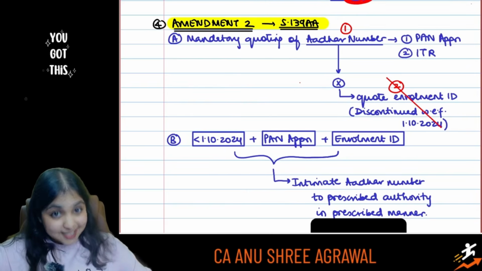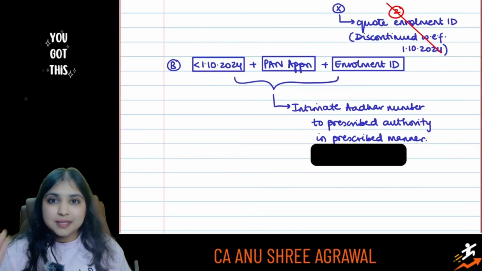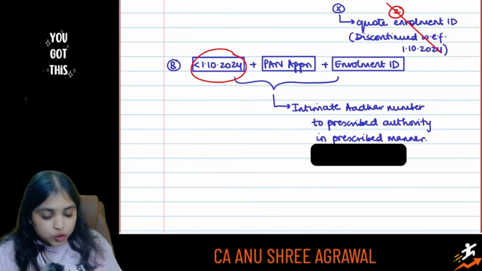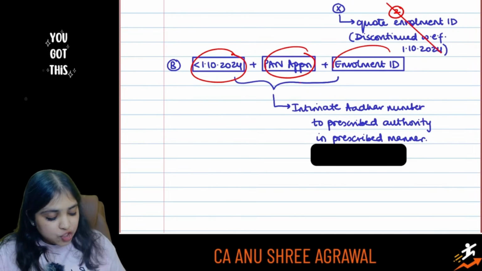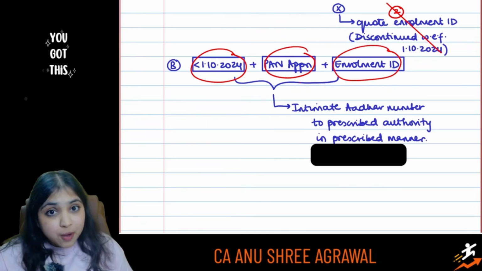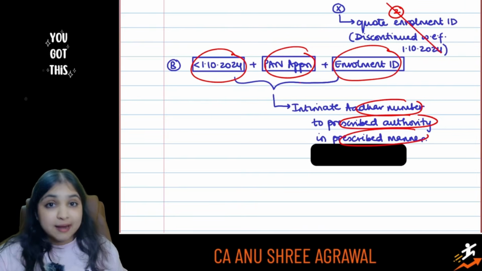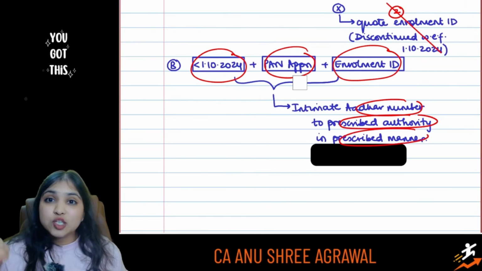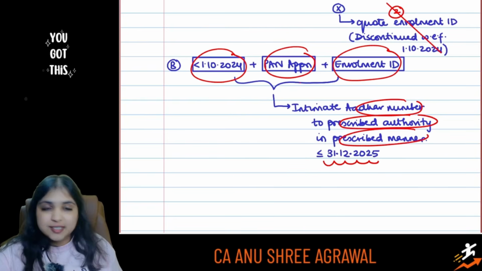Okay. Now where is the amendment? Listen to me. This amendment relates to the second option. There are some assessees who, before 1st October 24, submitted a PAN application, and in that PAN application they mentioned an enrollment ID. So these assessees have to inform about their Aadhaar number to the prescribed authority in the prescribed manner, when earlier it was to be informed by a notified date. The date they have notified, guys, is 31st December 25.